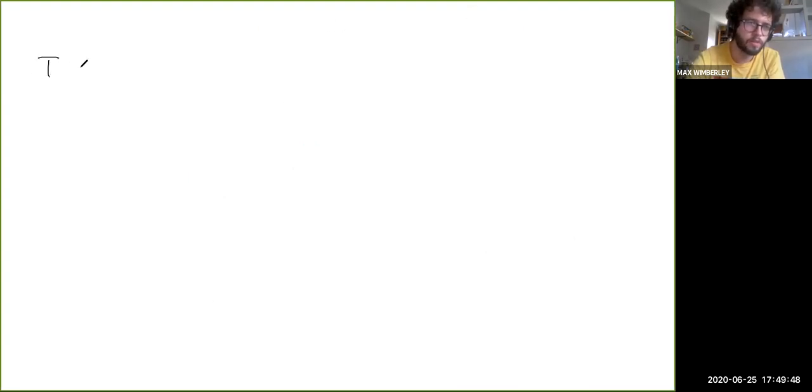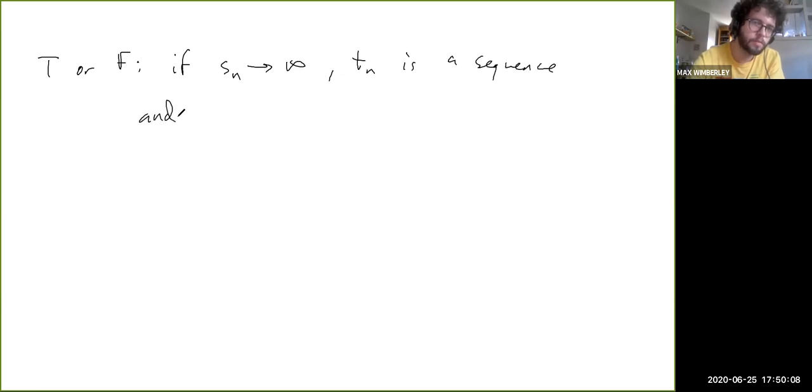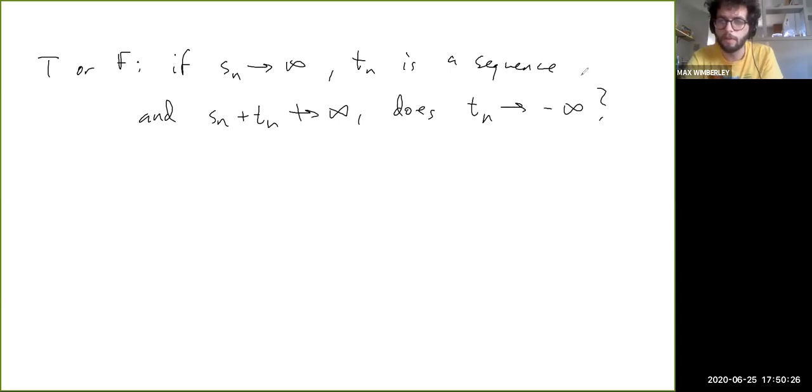Here's the question. So true or false? And I love true or false questions, by the way. You're going to see a lot more of them. If Sn approaches infinity and Tn is a sequence and Sn plus Tn does not approach infinity, right? So it does not diverge to infinity. That's what this means. Does Tn diverge to negative infinity? Okay, so I'll put you guys back in your groups just to discuss this a bit.